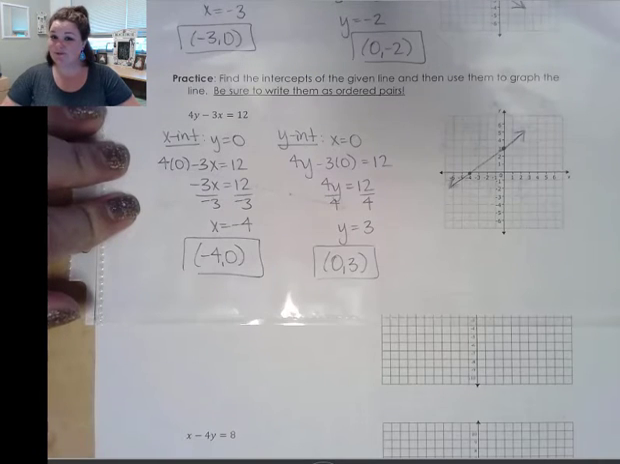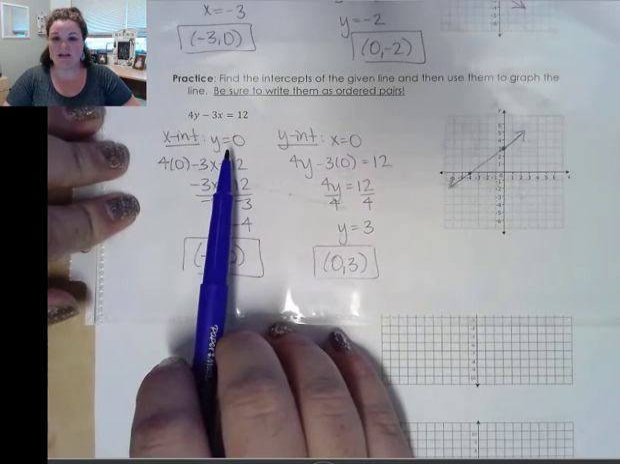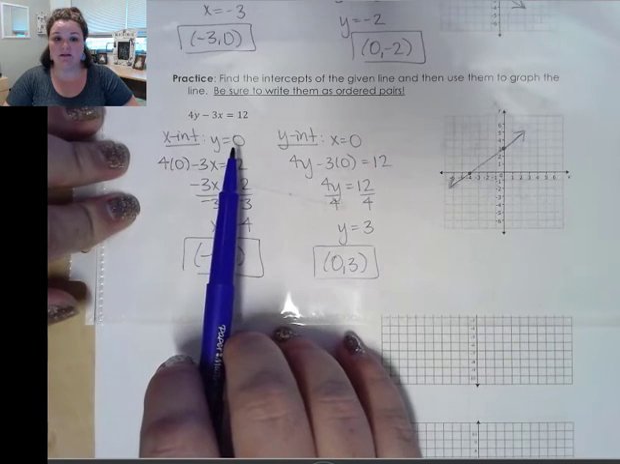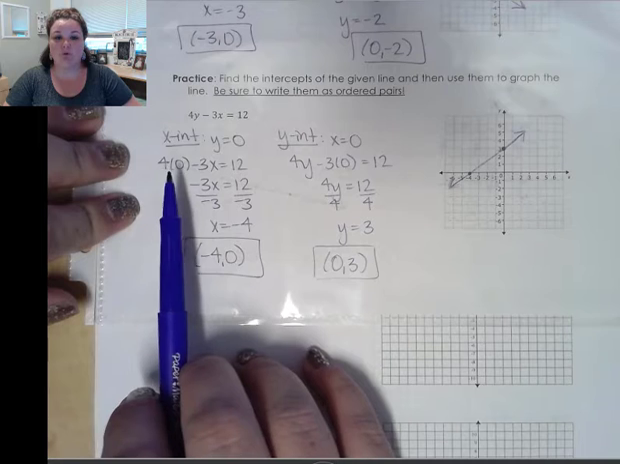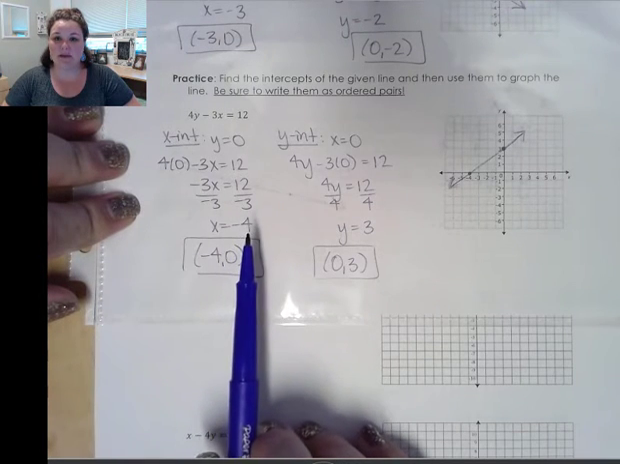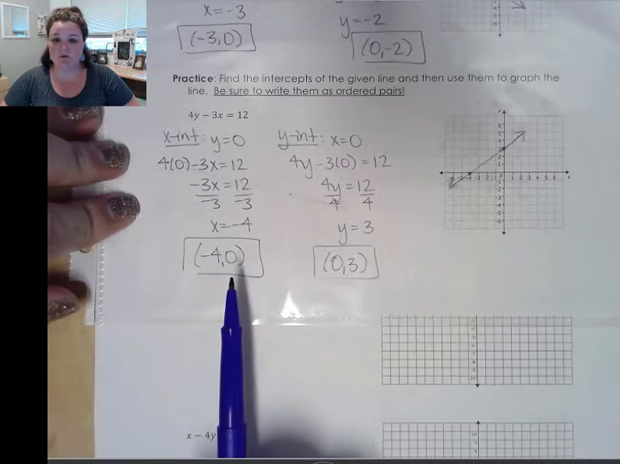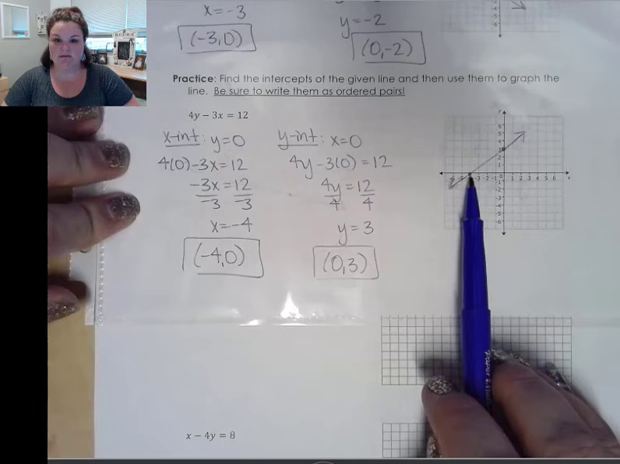All right, how did you do? All right, for our x-intercept, we're putting 0 in for y. So that means that my 4y term turns into a 0, right? So I get -4 for my x value. So my x-intercept is going to be -4, 0, which we plot over here, right?